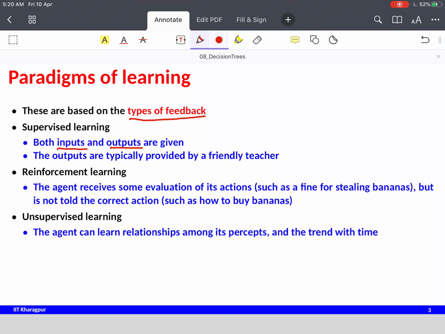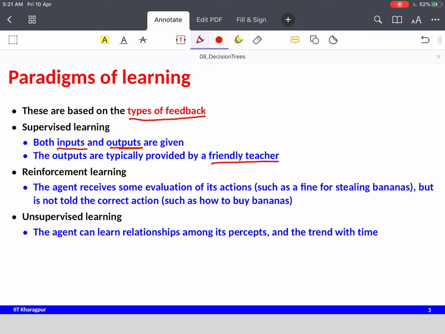For every input, we have been given the output. The outputs are typically provided by a friendly teacher. So for every input, I know what the actual output is. By looking into these input output pairs, I would like to learn maybe some function or some rule. Since there is a friendly teacher, it is known as supervised learning, because for every input the agent will be guided with some information.